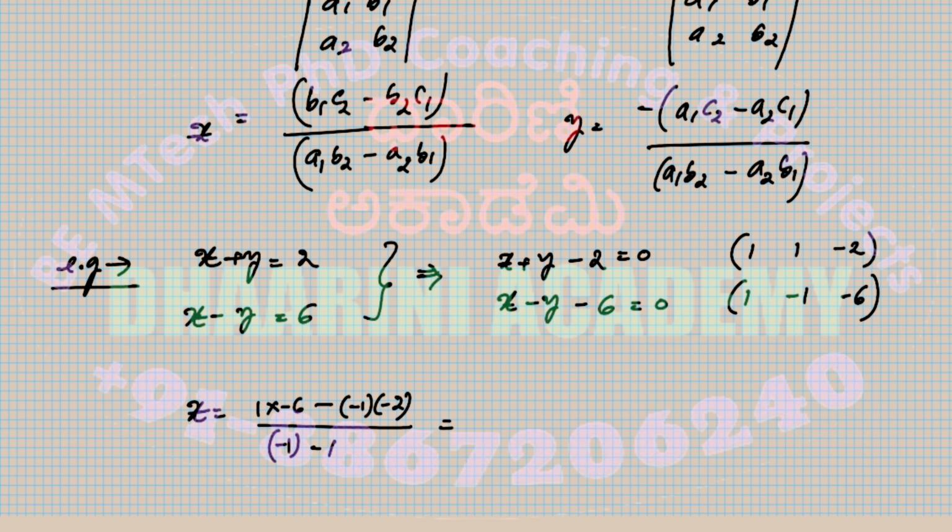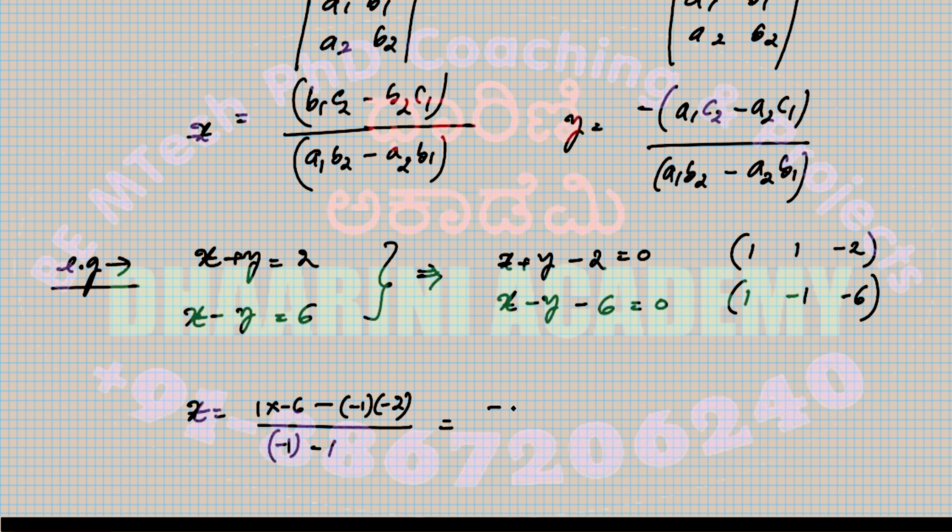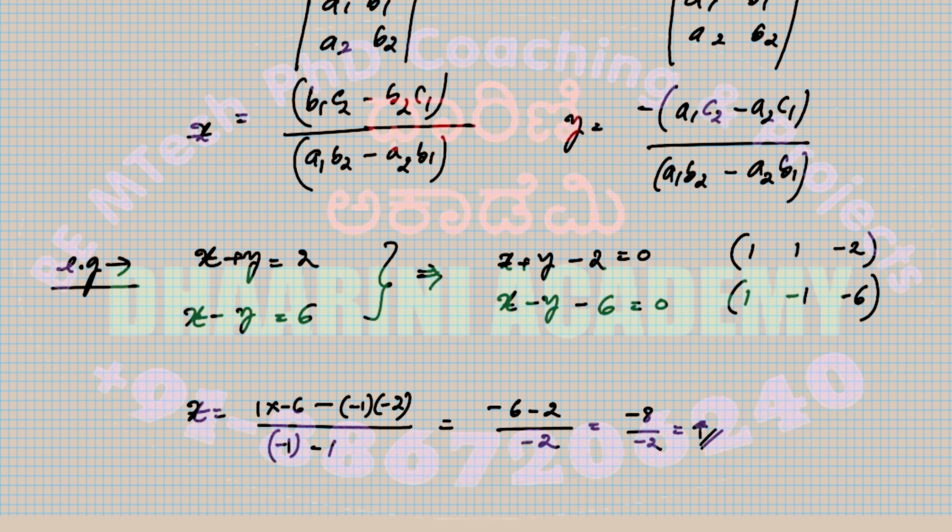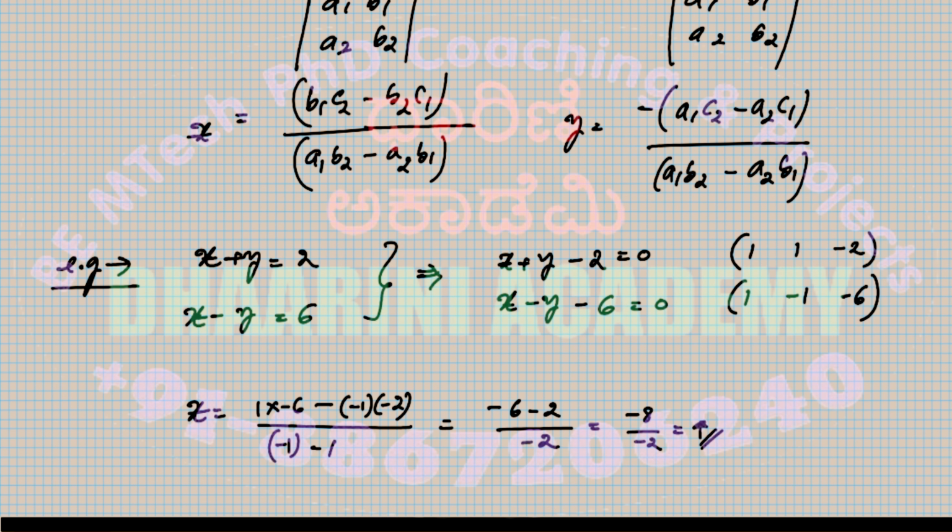Okay, so that's the equation. So this is 1 into minus 6, which is minus 6. This is minus 2 divided by minus 2. So this is minus 8 by minus 2. So we have x equal to 4. So once you have this, you don't have to solve the other one.